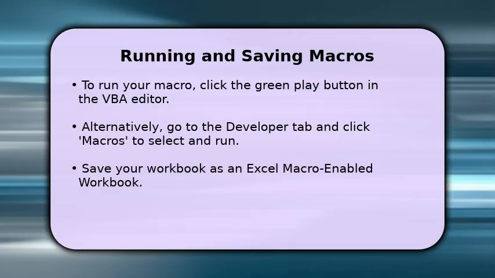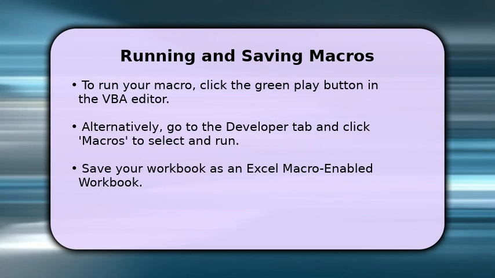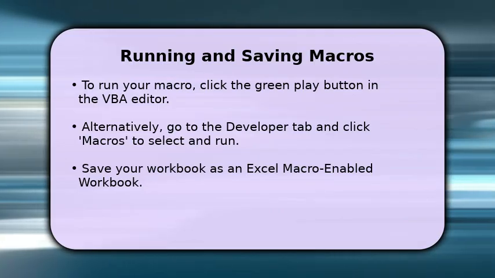In the VBA editor, you can click the small green play button on the toolbar to execute MyFirstMacro. Another way is to close the editor, go back to Excel, click the Macros button on the Developer tab, select MyFirstMacro, and click Run.